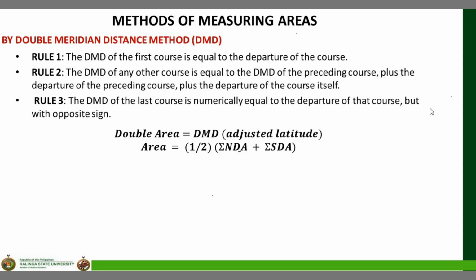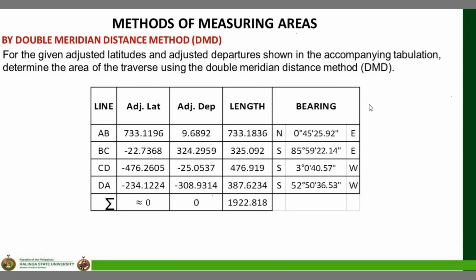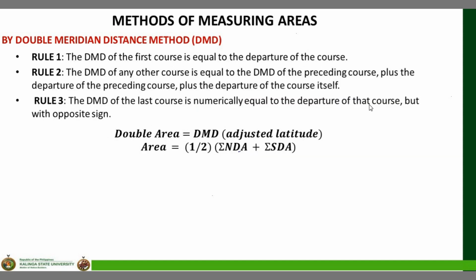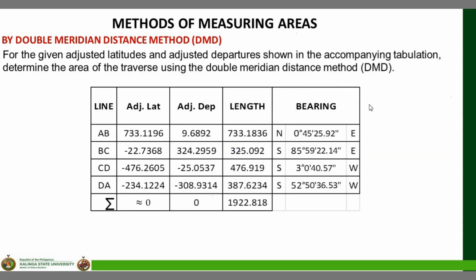Area is equal to 1/2 of the summation of NDA plus summation of SDA. What do these DMD mean? Paano ba gamitin ang DMD para ma-compute ko yung area ng isang lote? Mas maiintindihan tayo dito with an example. So for this example, for the given adjusted latitudes and adjusted departures shown in the accompanying tabulation, determine the area of the traverse using the double meridian distance method.